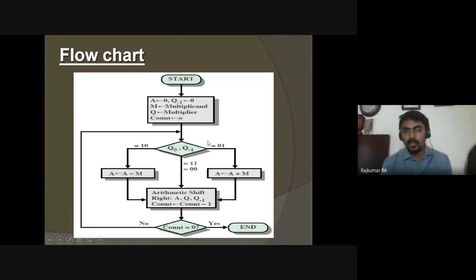And also for 0 comma 1, if Q0 is equal to 0 and Q minus 1 is equal to 1, then we perform the plus operation. So A is equal to A plus M. Initially A is equal to 0 and then plus M, then A becomes a new value. Afterwards, if you face the same scenario, 0 comma 1, then A becomes the new value again. Then accordingly, we make a shift operation, then count is equal to count minus 1.